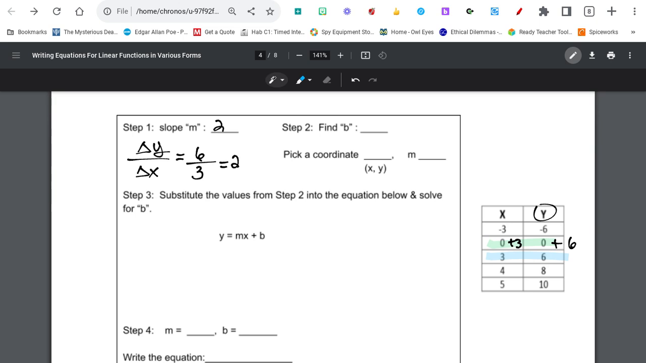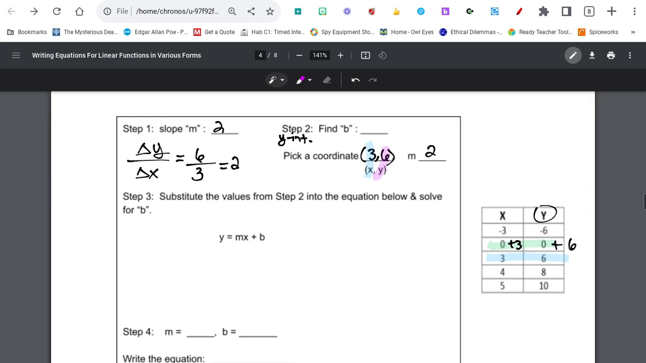All right, to find your y-intercept, or your b, you're going to pick a coordinate. I'm just going to pick (3, 6), where I know 3 is x and y is 6. And my slope, of course, was 2. Then I'm going to plug this into slope-intercept form. Substitute, plug in.